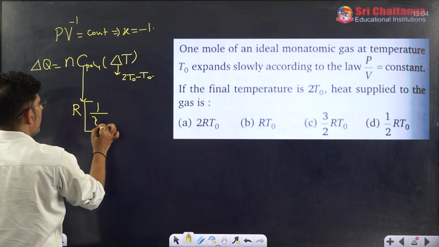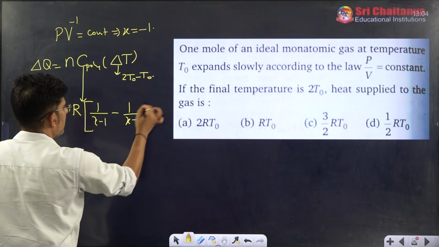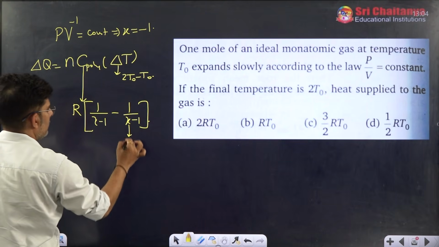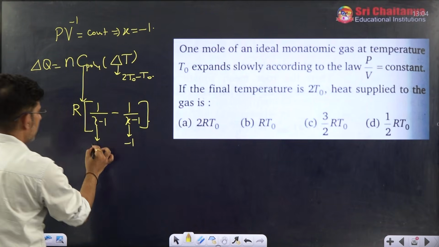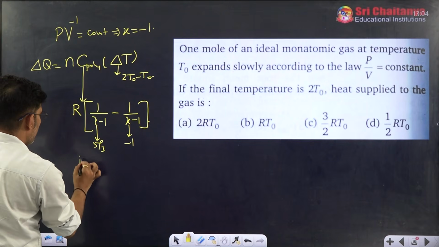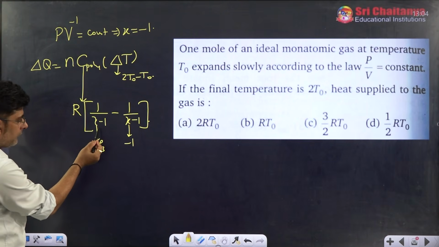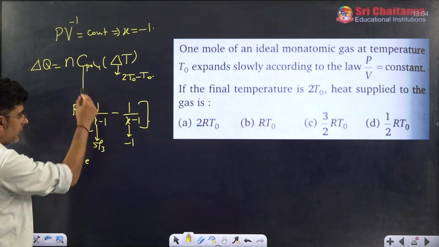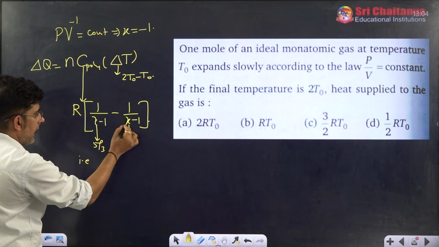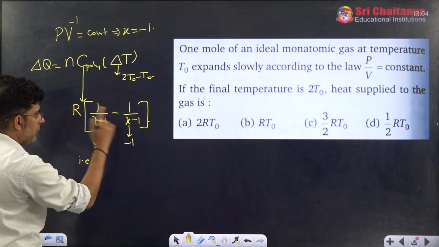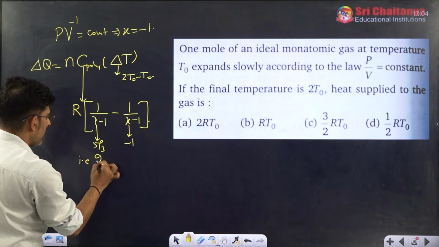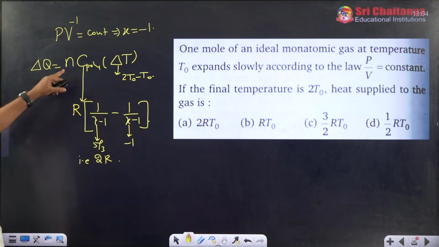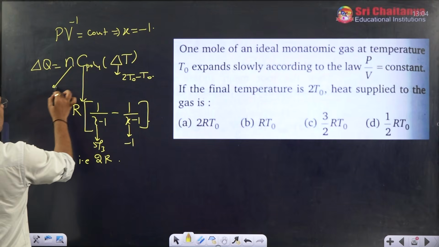R times 1 by gamma minus 1 minus 1 by X minus 1. What is the value of X? We will say minus 1. What is the value of gamma? They have given monoatomic gas, so 5 by 3. So when you put gamma minus 1 as 2 by 3, it will go up as 3 by 2. And this will become plus 1 by 2. 3 by 2 plus 1 by 2 will become 2. So that is 2R. So the number of moles is also given to us as 1.